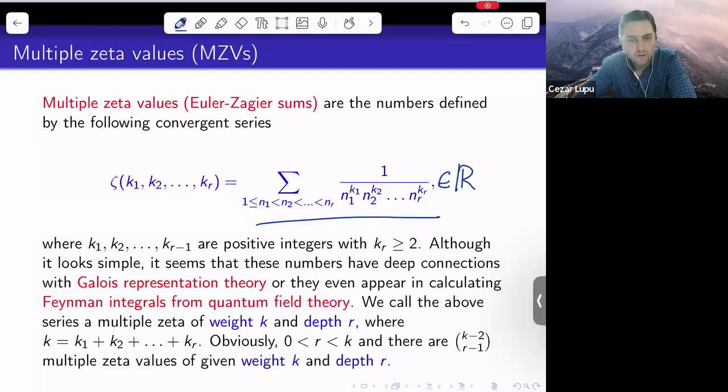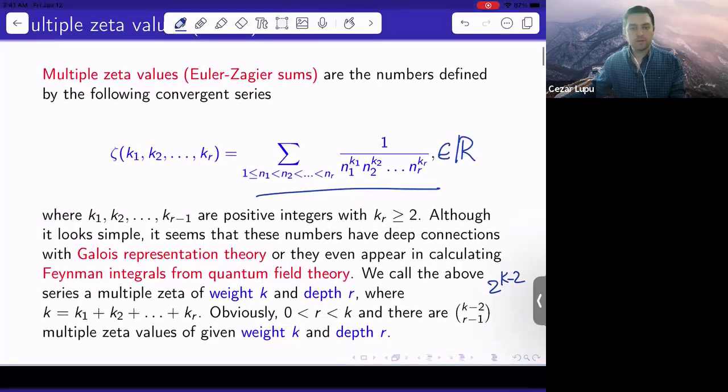Like I said, they converge very slowly, and they have connections everywhere, even in Galois representation theory and Feynman integrals in quantum field theory. We call these numbers multiple zeta values of weight k and depth r, where the weight k is the sum of the exponents. For r between 1 and k minus 1, there are k minus 2 choose r minus 1 multiple zeta values of a given weight k and depth r, and there are 2 to the power of k minus 2 altogether.